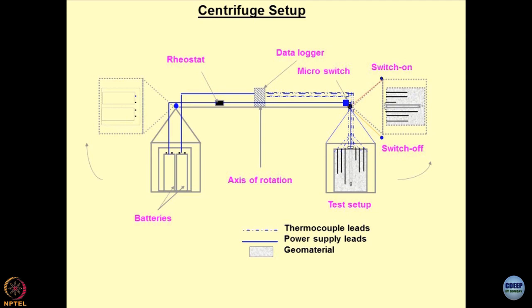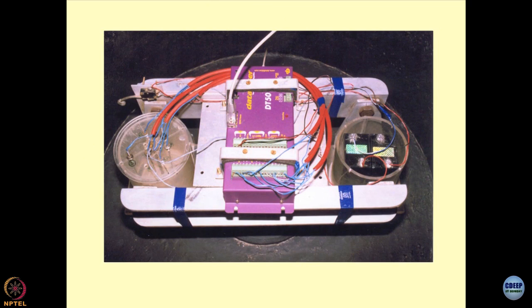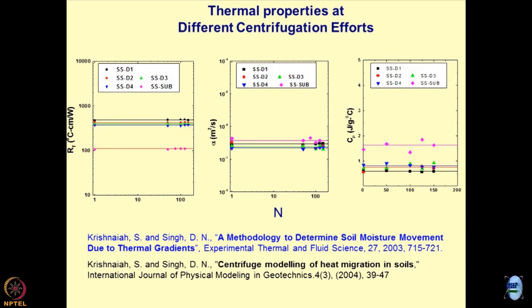It was a very interesting design of experiment, which was published in the International Journal of Physical Modeling in Geotechnical Engineering. This is how it looks. This is a data logger which was mounted on the centrifuge itself. These are the batteries, this is a sample and this is a switch. If you are interested in seeing how this was done and if you want to read the philosophy and the whole work, please go through the paper which is published by Dr. Krishnaiah.